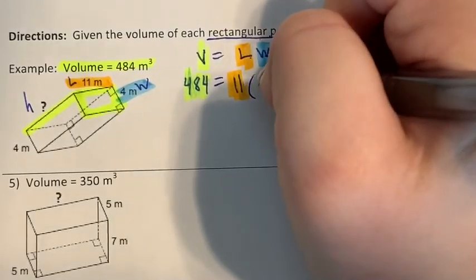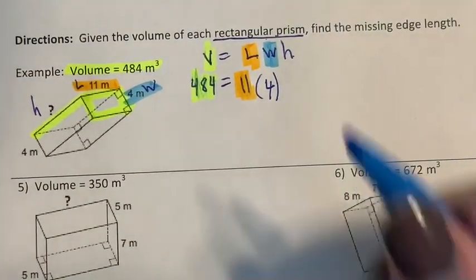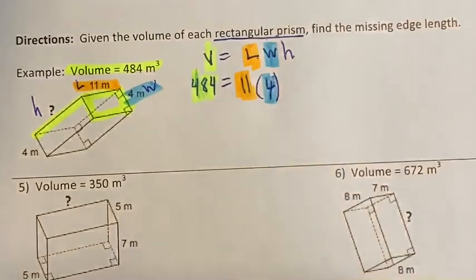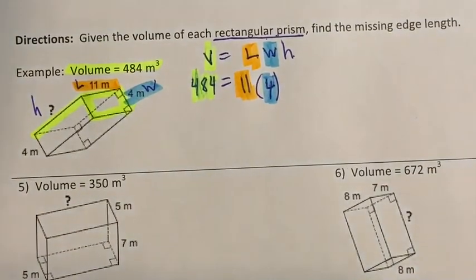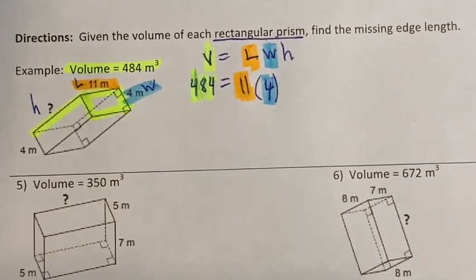This is multiplication, length times width times height. So I like to use parentheses when I'm indicating multiplication. You could also put a multiplication sign there if you wanted to, but make sure you know that it's not 11.4 or it's not 114. This is 11 times 4. So make sure that you do have multiplication represented there.